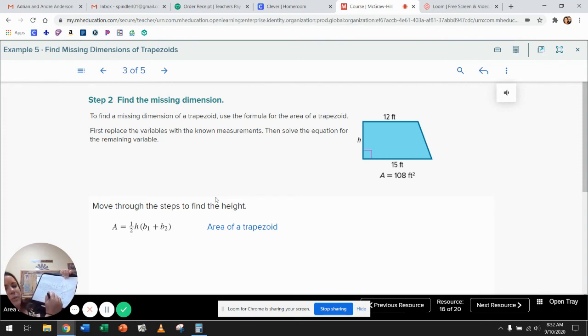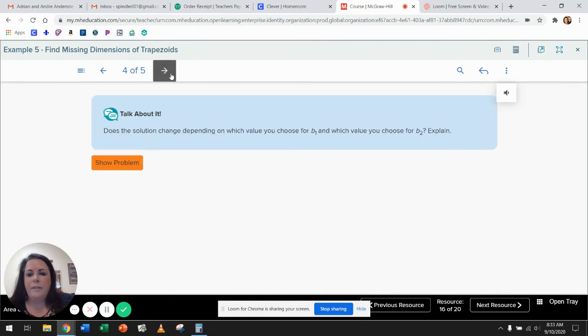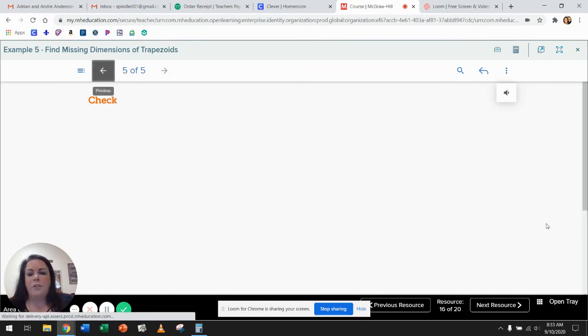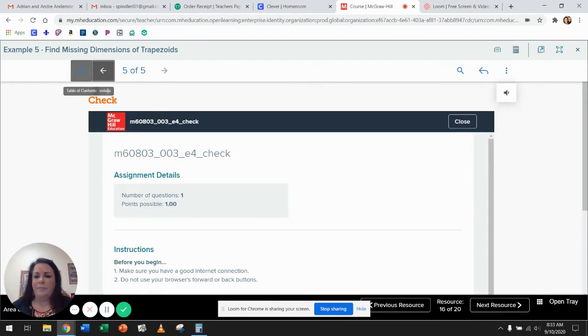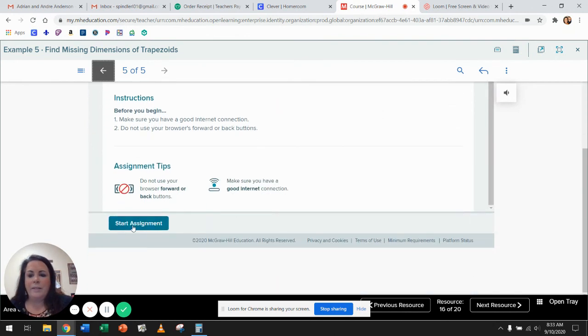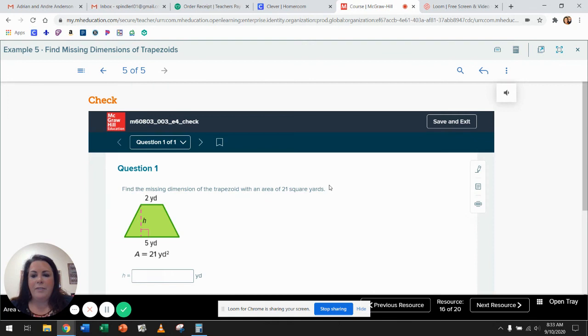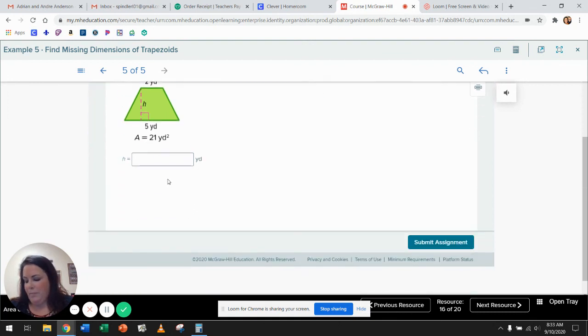Then I would divide by 27. So I'm going to take 216 and divide by 27. I'm just going to take my calculator, because I can, and we would find that the height of this problem would equal 8. And we could check by going back through the problem and putting 8 in for the height. We can now try this kind of problem the same way here.